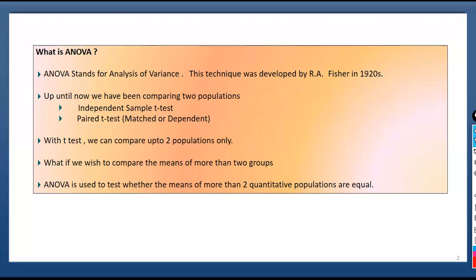With the ANOVA test, we can test whether the means of more than two quantitative populations, that is, continuous variables, are equal. So now the question is, why can't I use the two independent sample t-test to compare the means of more than two groups?